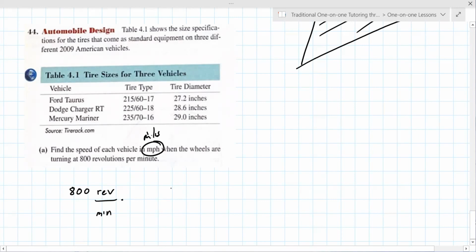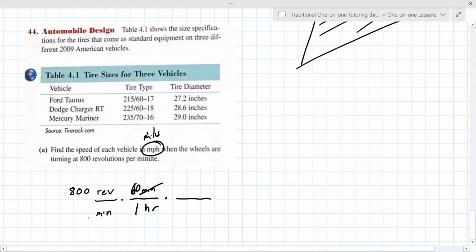So I'm going to make it simple here. In 1 minute there are 60 seconds, and in 60 minutes it's 1 hour. Wait, why is that in the wrong place? I'm sorry, I went the wrong way. So it should be 60 minutes in 1 hour. There we go. That's much better.